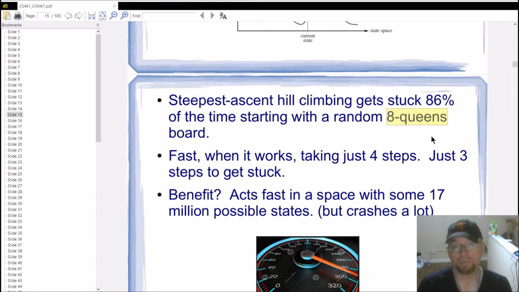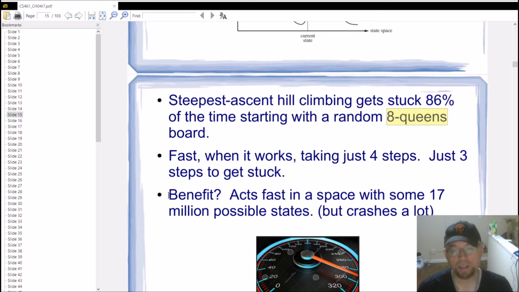But here's the thing. When it doesn't get stuck, when it works, you can find the goal in maybe 4 steps. 4 generations of nodes, of adjacent nodes. Boom, boom, boom, boom. Done. Or maybe on average just 3 steps you can get yourself stuck.